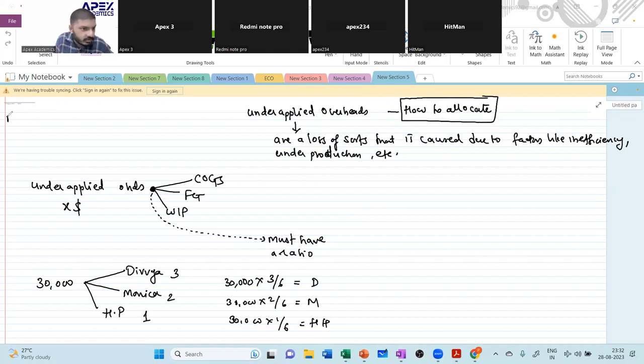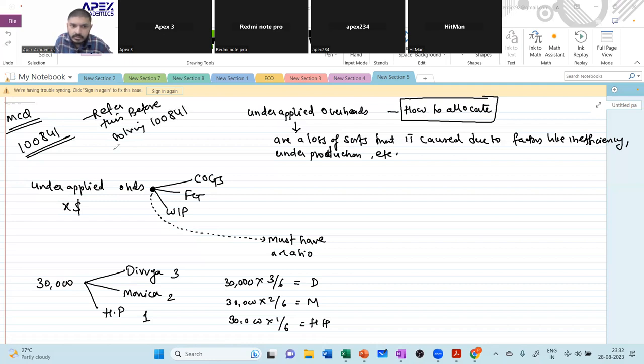Now this MCQ number that she has found out is 100,841. You will refer to this sheet before solving 100,841. Now, Ms. Sharma, I would like you to pay attention.